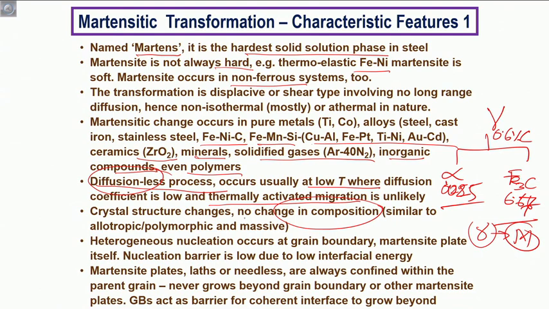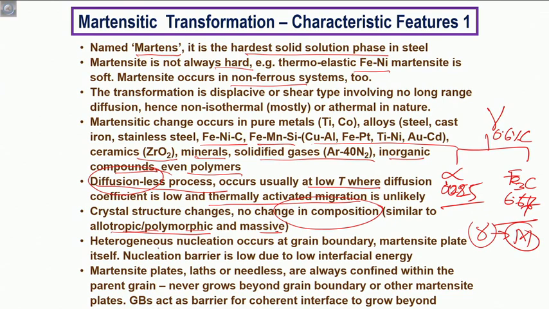This kind of a transformation, where crystal structure changes but composition does not change, is very similar to the allotropic or polymorphic changes or even massive transformations. But here the point of distinction is that allotropy, polymorphism or massive transformations are diffusion controlled transformations, whereas martensite is a shear transformation product.